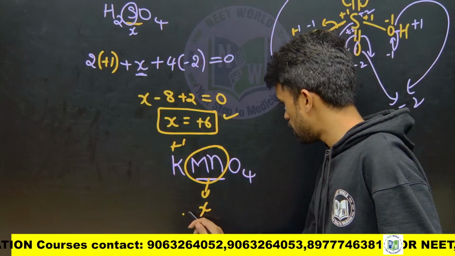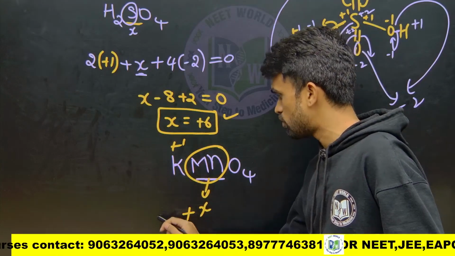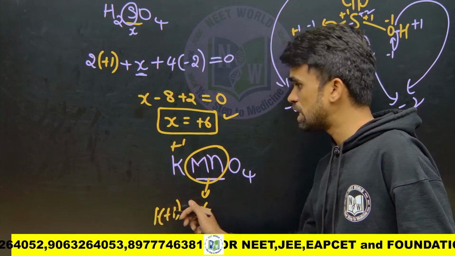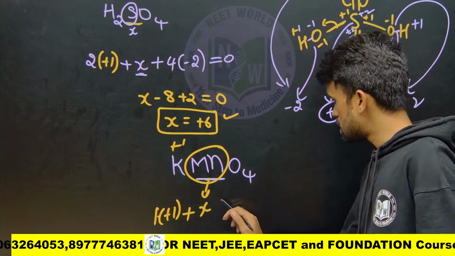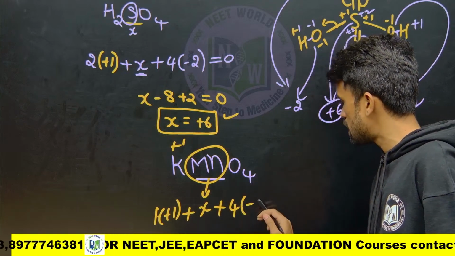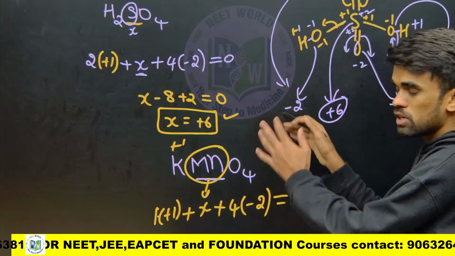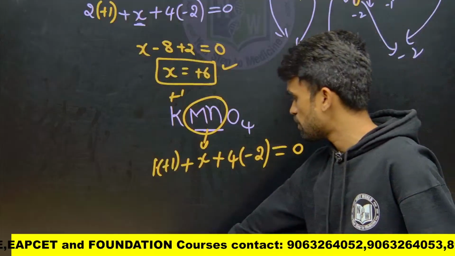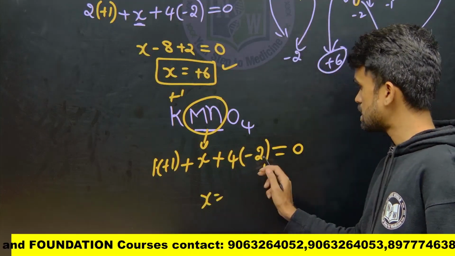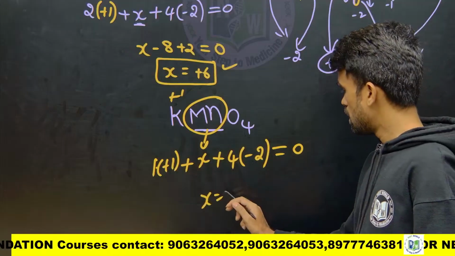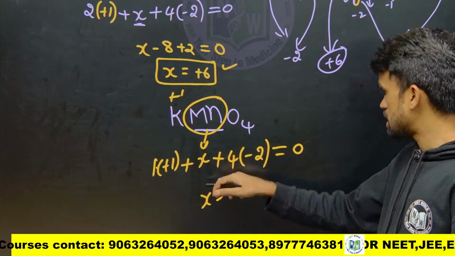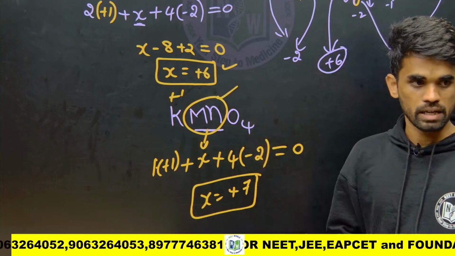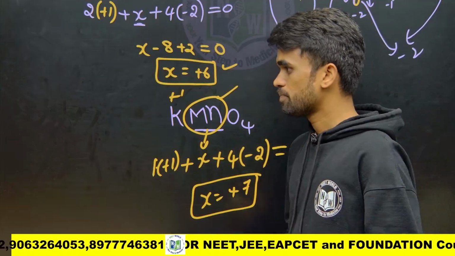That X value we need to find, and potassium atoms are 1, so 1 into +1 charge. If potassiums are 2, so 2 into +1, like that. And the next, oxygen atoms, 4 are there, each one is -2. Overall molecule is neutral, so equal to 0. Then what will be the value of X here? So X will be -8 + 1, here it is -7. If I send it to this side, it will become +7. So +7 is the oxidation state of manganese. Hope it is clear, right?